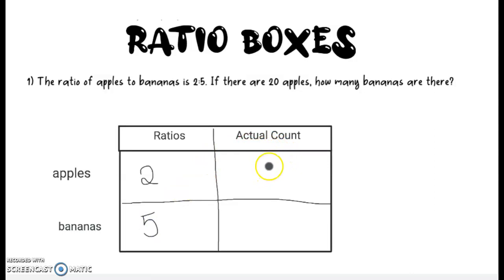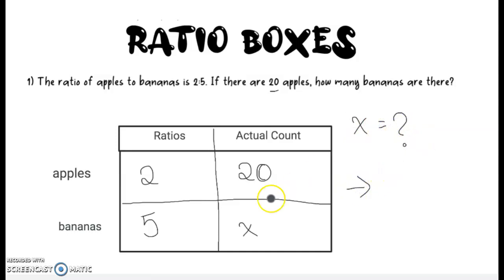Now, under actual count, it says there are 20 apples. So I'm going to put 20 in the first row. But it never says anything about how many bananas there are. It says that we must find the number of bananas. So we're just going to put this as x. And we have to find what x is equal to.